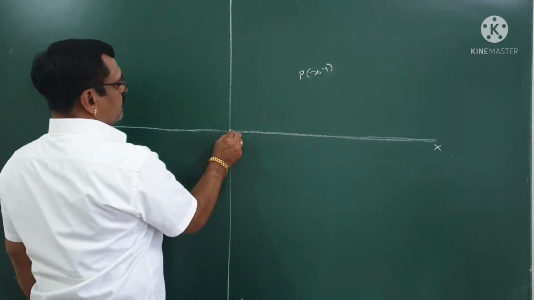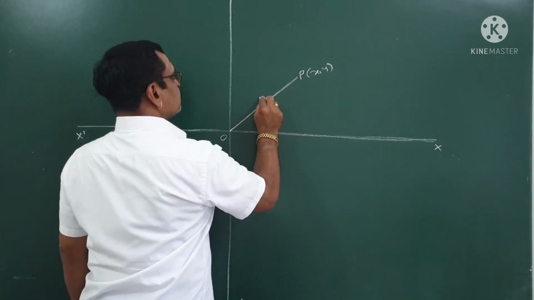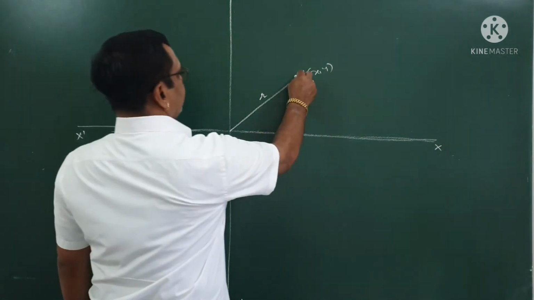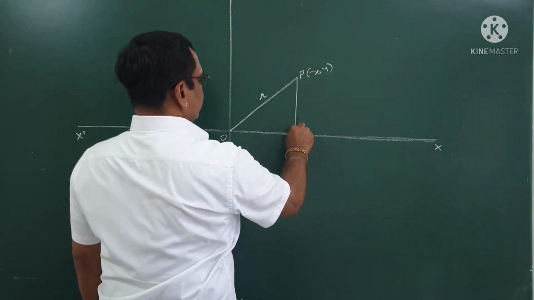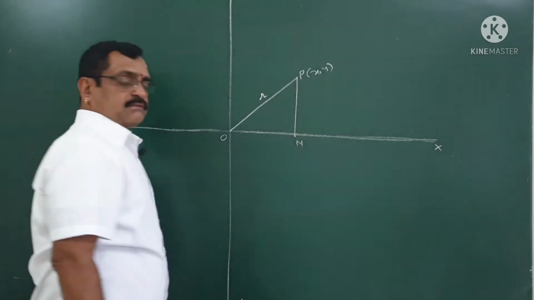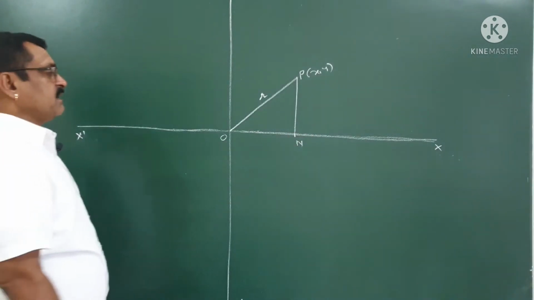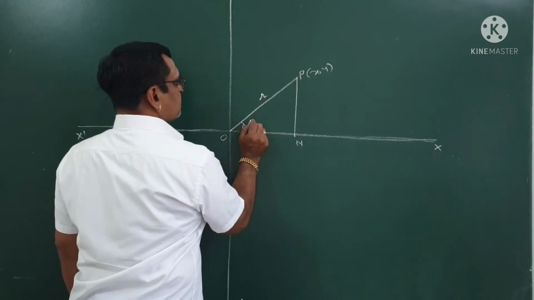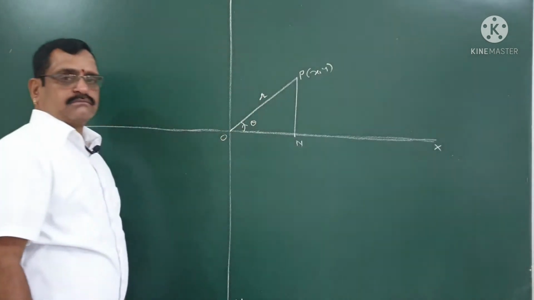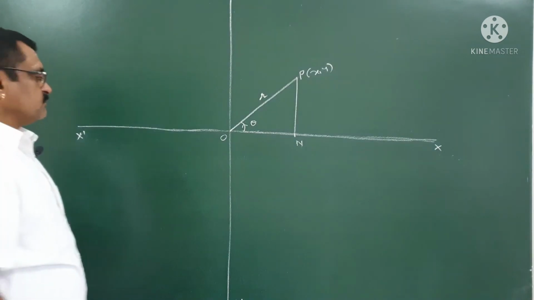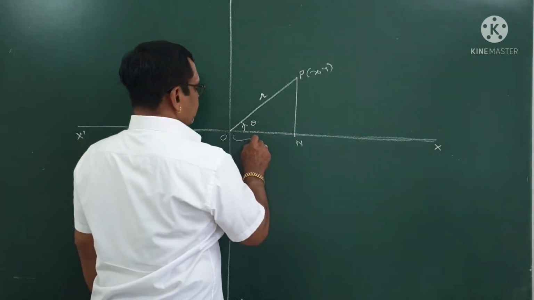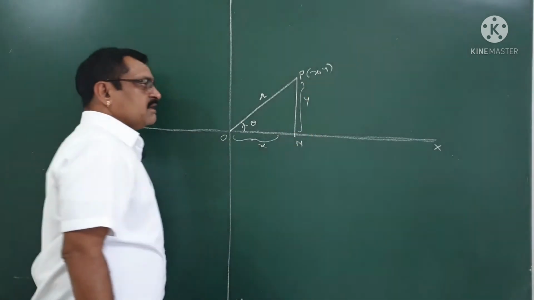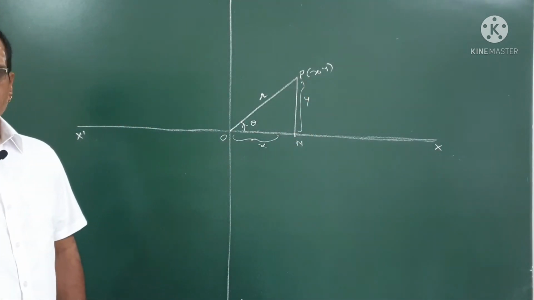Let OP length be r units. Draw a perpendicular line from P to the x-axis, say N. Let angle NOP in the positive direction be equal to theta. Now you know very well this length is x units, and this length is y units. Of course both are positive.